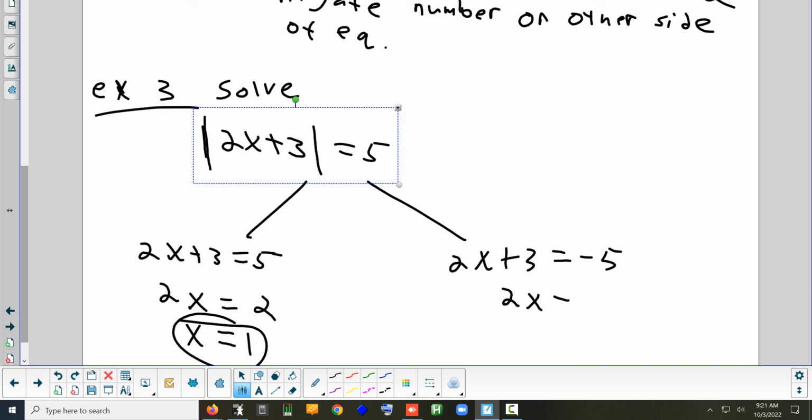This one, subtract 3 from both sides, and we get 2x equals -8, which means x equals -4. And you could check -4, but that works as well. So that's called solving an absolute value equation. Any questions on that?